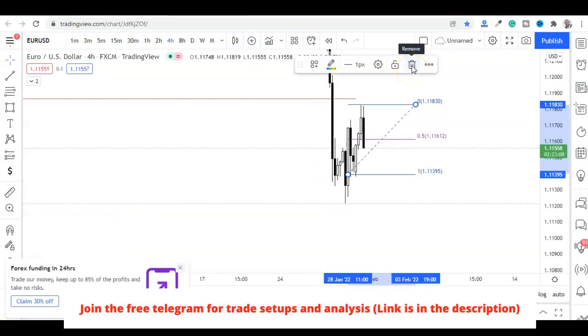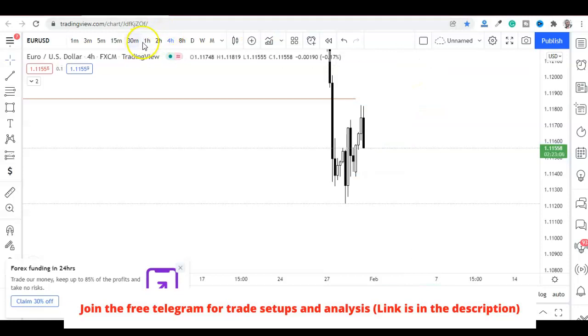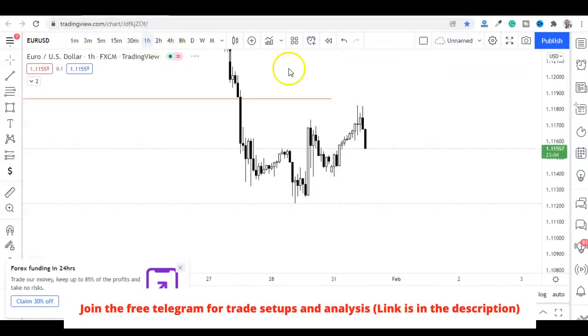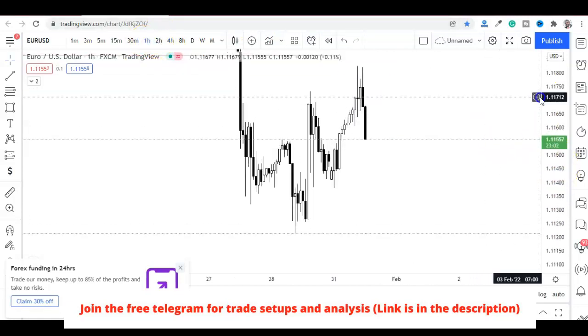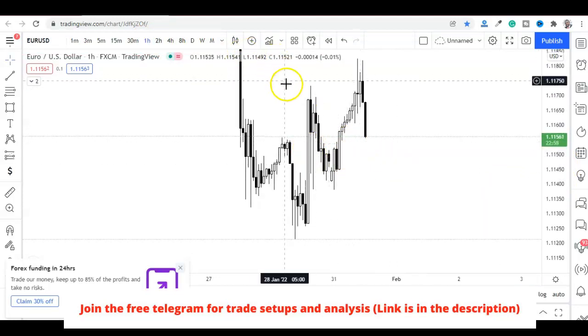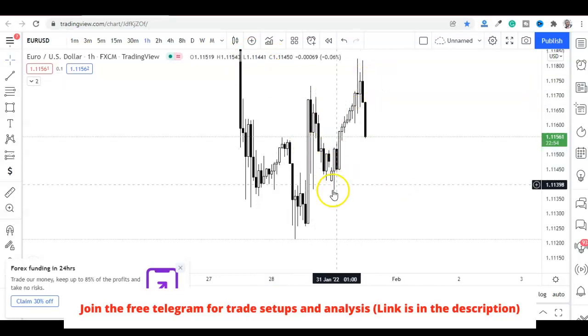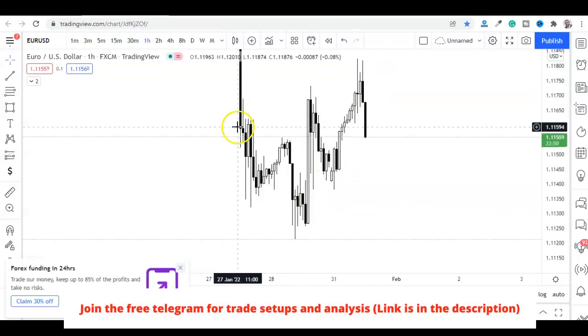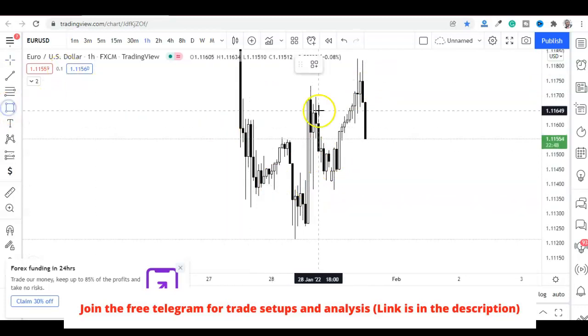All right, so let's look at the 1 hour, and in the 1 hour we can see we have imbalance here. Price moves up and closes above. You can see a break of structure. Even if this low did not sweep out the entire liquidity, we can still trade it because structure is king.